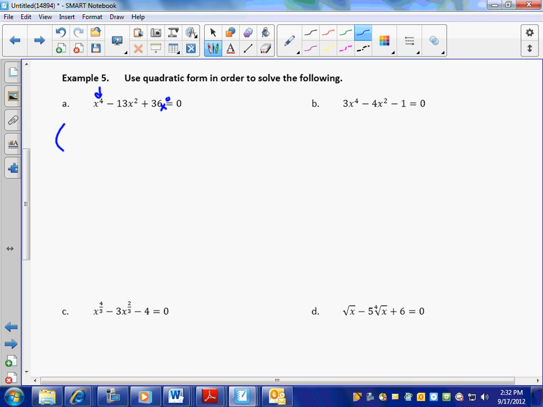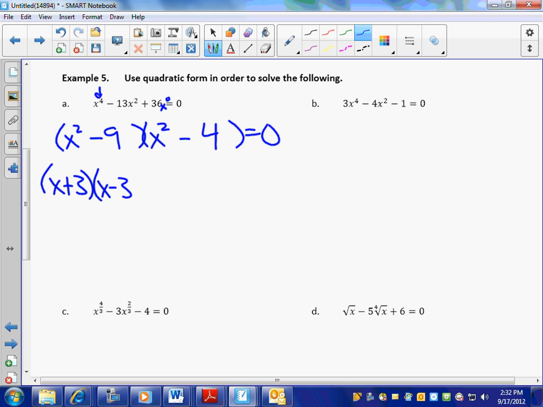What times what is x to the 4th? X squared. What two things multiply to positive 36 that add to negative 13? Negative 9, negative 4, very good. All right. Do those factor? How so? Difference of 2 squares?